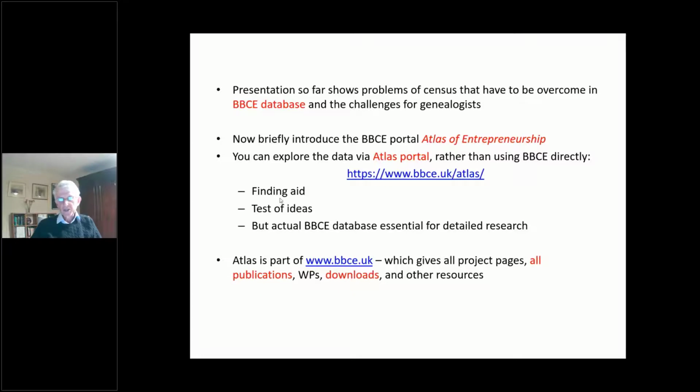Please don't look at it as a definitive. It's only a finding aid. Some of it's relatively summary and crude. It's there to help you investigate locally, to test ideas, and to see what the BBCE database actually contains. There are also in the BBCE web pages all sorts of other resources which I'll summarize at the end.